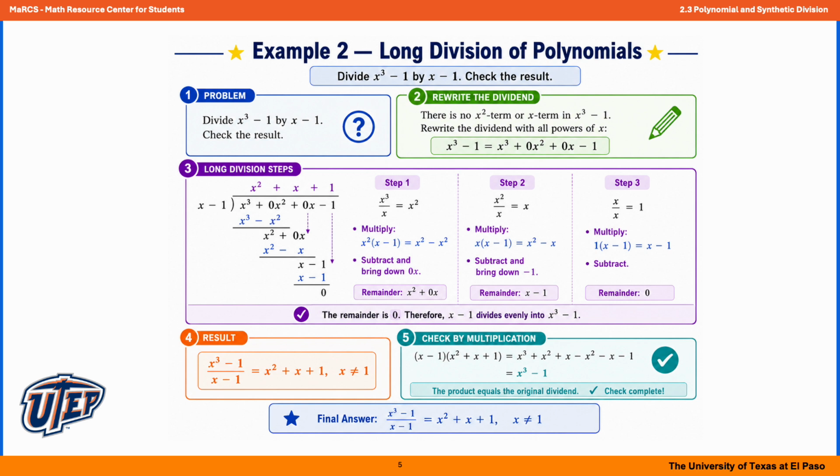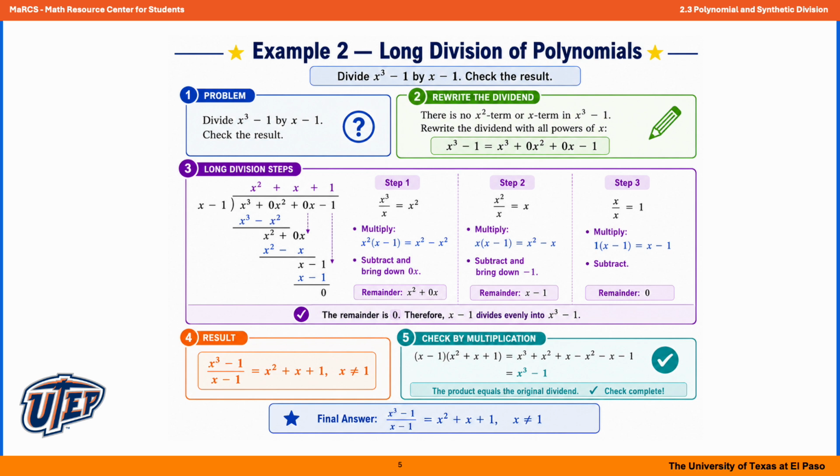Since we have no x squared term or x term in the x cubed minus 1, we can rewrite with 0 times x squared plus 0 times x, so they can serve as placeholders. So now we have x cubed plus 0 times x squared plus 0 times x minus 1 divided by x minus 1. So first we divide the x cubed by x. So x cubed divided by x will give us x squared.